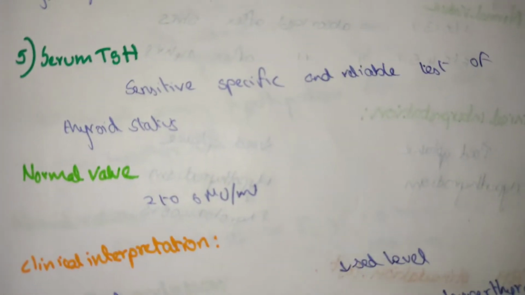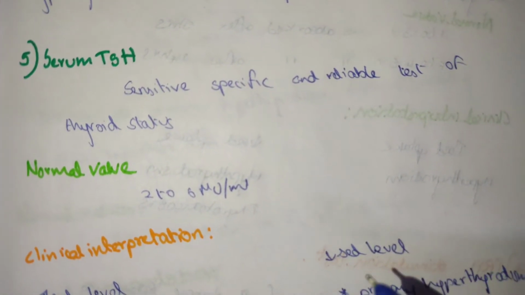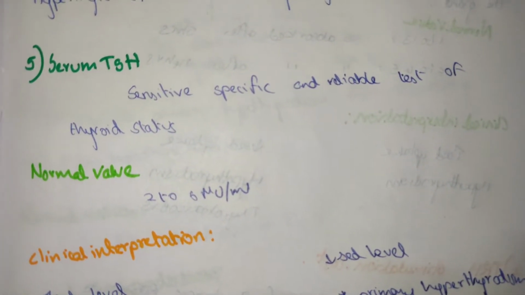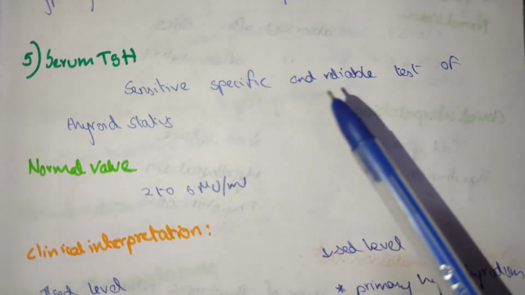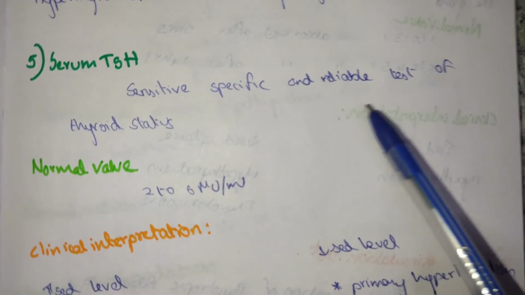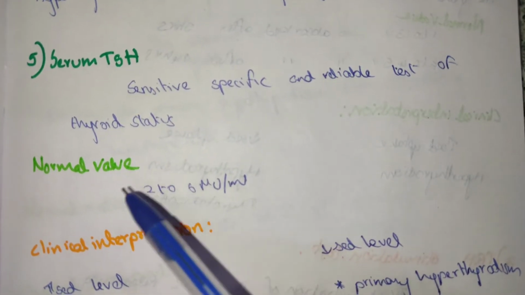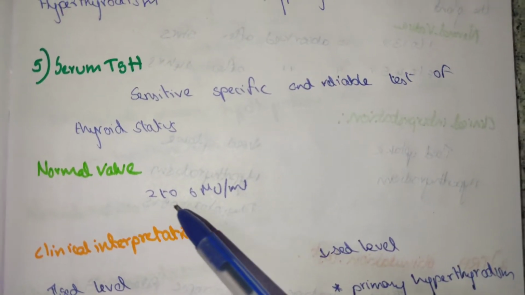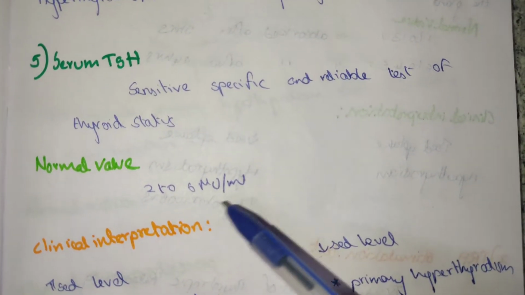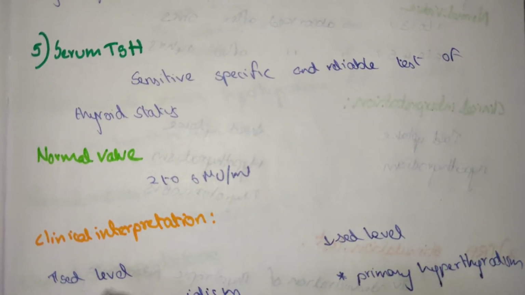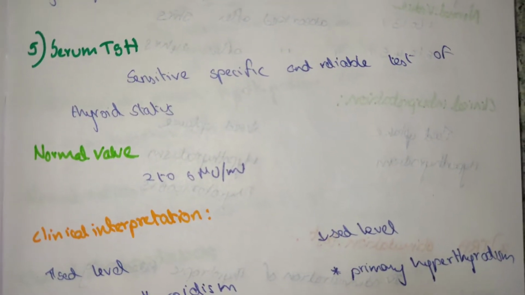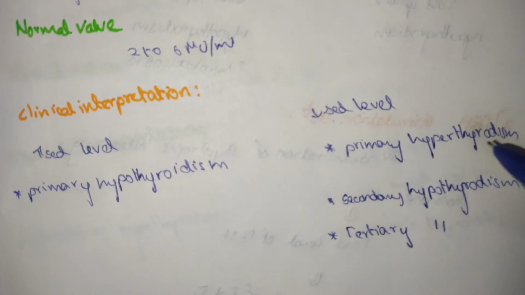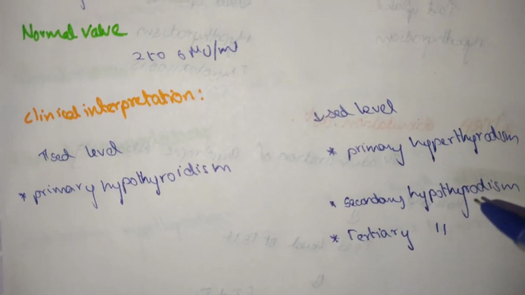Now we will see about serum TSH, thyroid stimulating hormone, a sensitive, specific and reliable test of thyroid status. The normal value is 2 to 6 micro international units per milliliter. Clinical interpretation: increased level is seen in primary hypothyroidism, and decreased level is seen in primary hyperthyroidism, secondary hypothyroidism, as well as tertiary hypothyroidism.